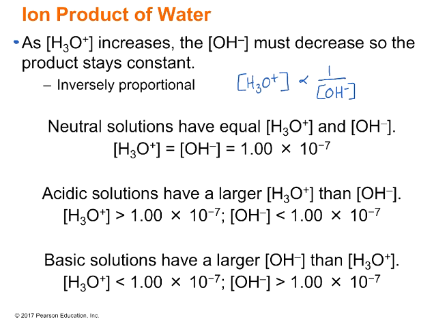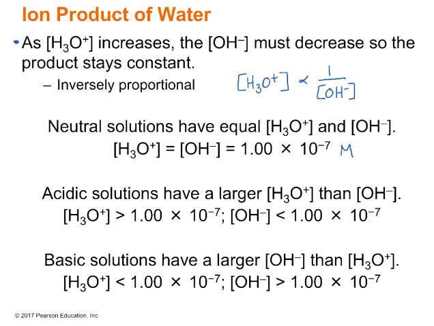So neutral solutions will have equal amounts of both the hydronium ions and the hydroxide ions. And again, that concentration is equal to 1 times 10 to the negative 7th. And that's in moles per liter. So remember, brackets always indicates concentration in molarity.